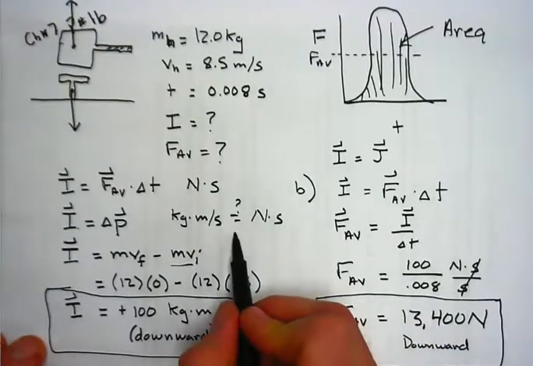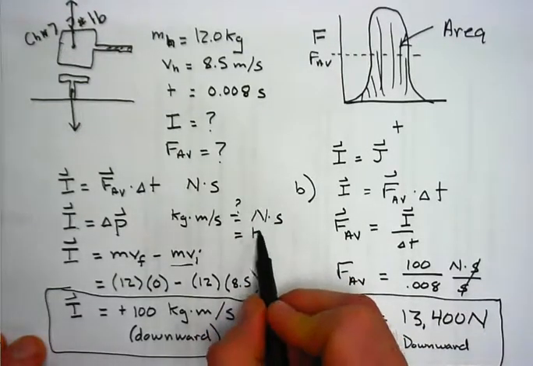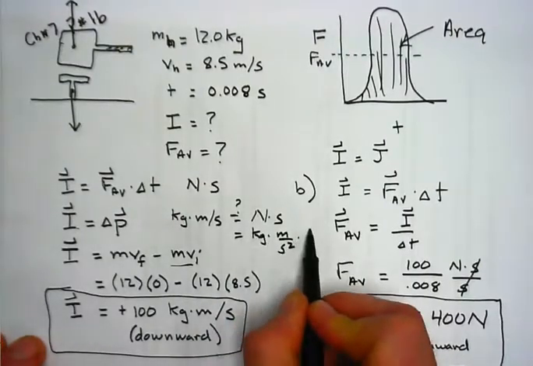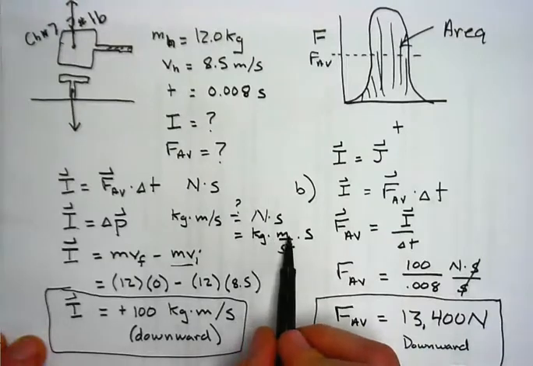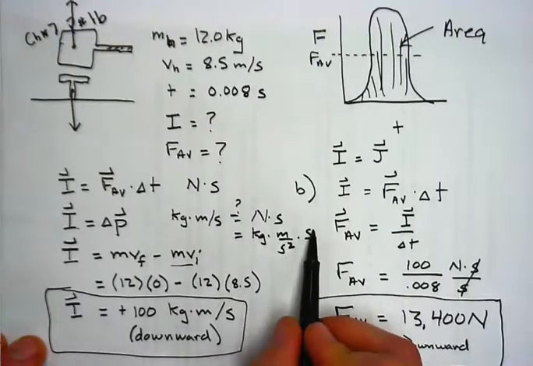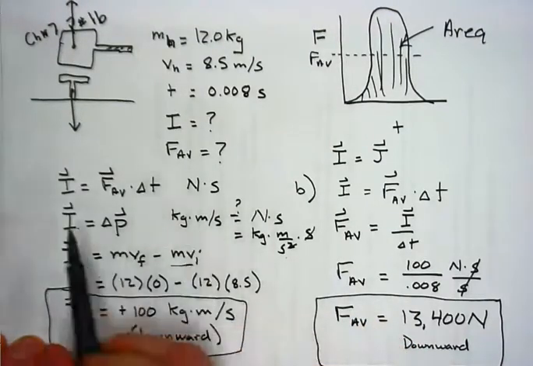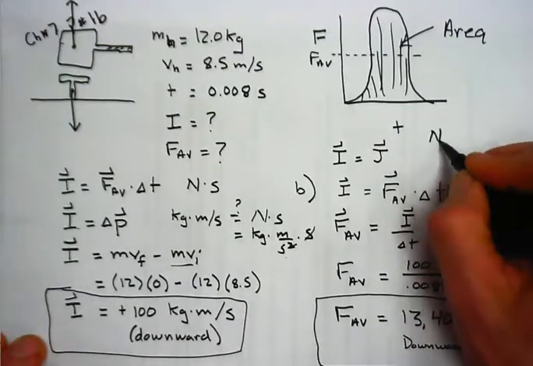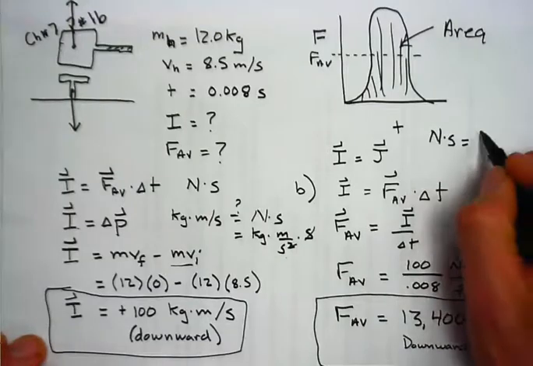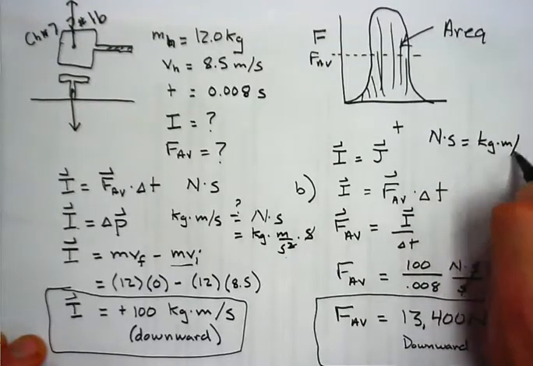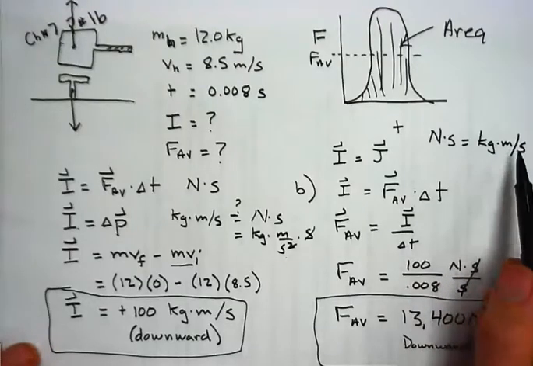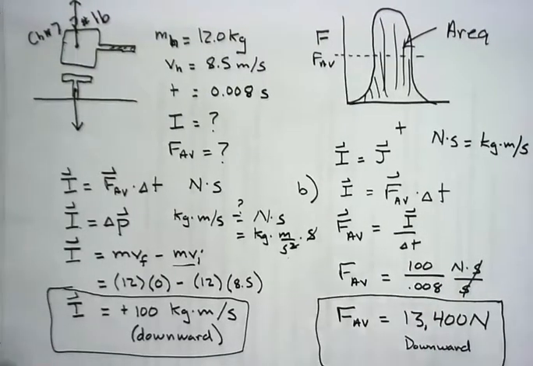Well, as it turns out, yes, they are. Remember, a Newton is a kilogram times meters per second squared, so a Newton second would be a kilogram times meters per second squared times second, and those cancel. So yes, indeed, a Newton second is equal to a kilogram meter per second. In other words, a unit of impulse is equal to a unit of momentum. All right? Okay, nice work, AP Physics students here.